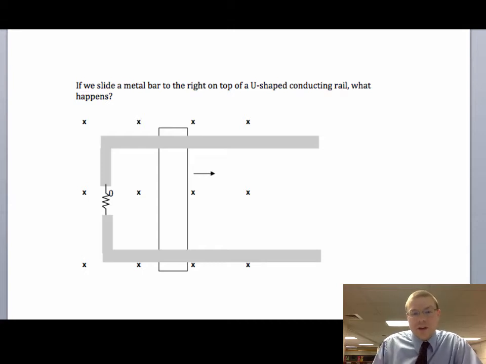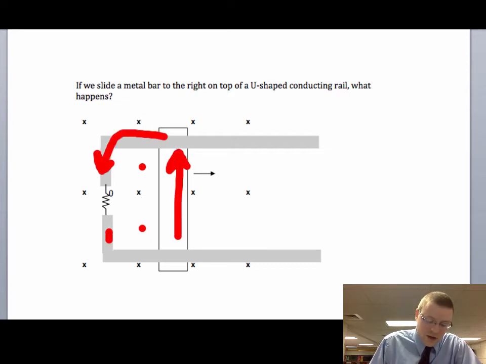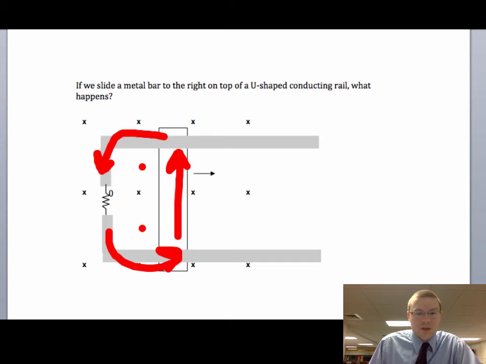Well, as the bar moves out, we're going to gain more and more X's in that area. So the bar is not going to like that. It's going to throw its own magnetic field dots out of the page to counteract that change in flux, which means current, if you put your thumb in the direction of the current and curl for your magnetic field, to get out of the page field, your thumb points up on this conductor. It means the current flows in this counterclockwise direction around the loop.